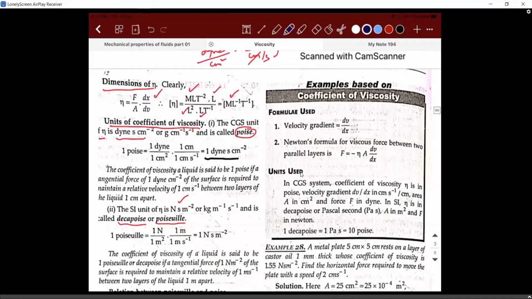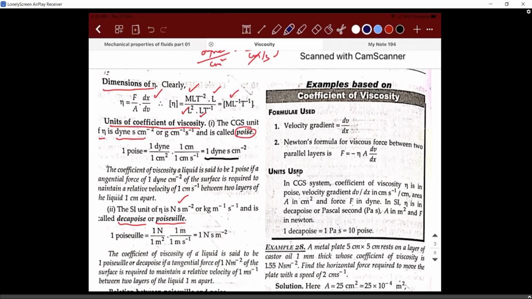Next, we are supposed to see what is the unit of the coefficient of viscosity. If I ask you what is the unit of the coefficient of friction, what do you say? F is equal to mu into N. What does that N stand for? Normal force. The left side is also force, the right side is also force. So mu is equal to F by N.